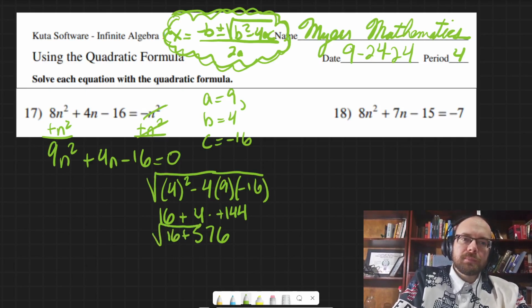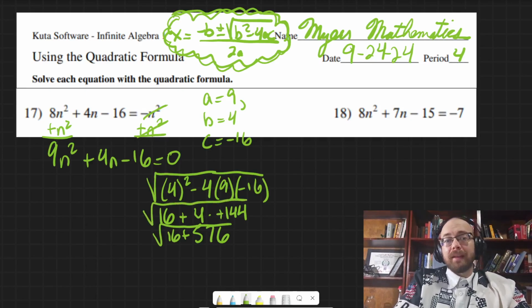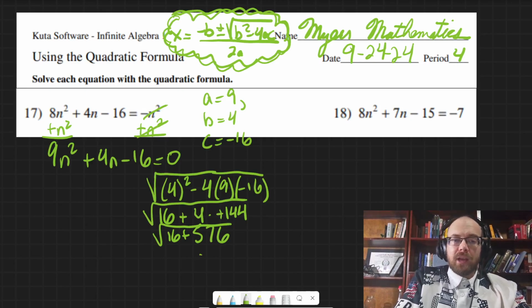Fun facts. You can also do this in the calculator if you have a calculator and you're allowed to use one. I probably would do it that way if I was taking this on a test or something, just because it would be faster.